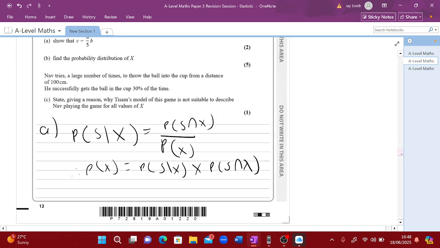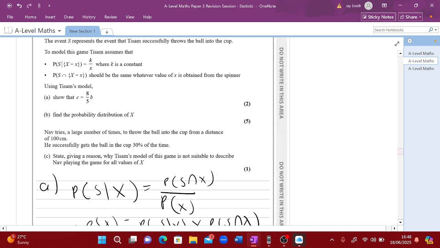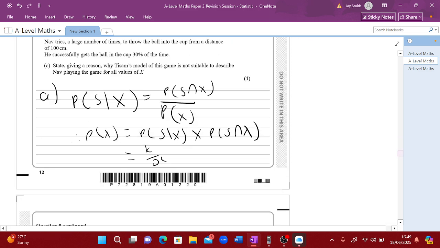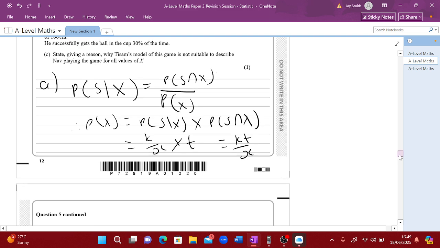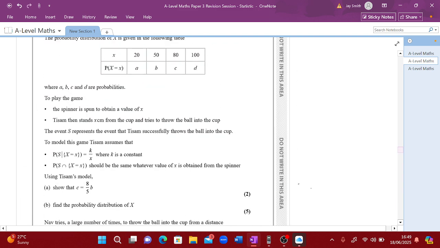P of S given X is K over X, which is here. And P of X is just a constant, it's the same value. So that could be equal to K over X, and then this will be a constant, which should be the same. I was going to call it K, now let's call it T. So then that will be equal to KT over X. Okay, cool. Well, we know what the probability of X is, it's in the table. Let's work with it.